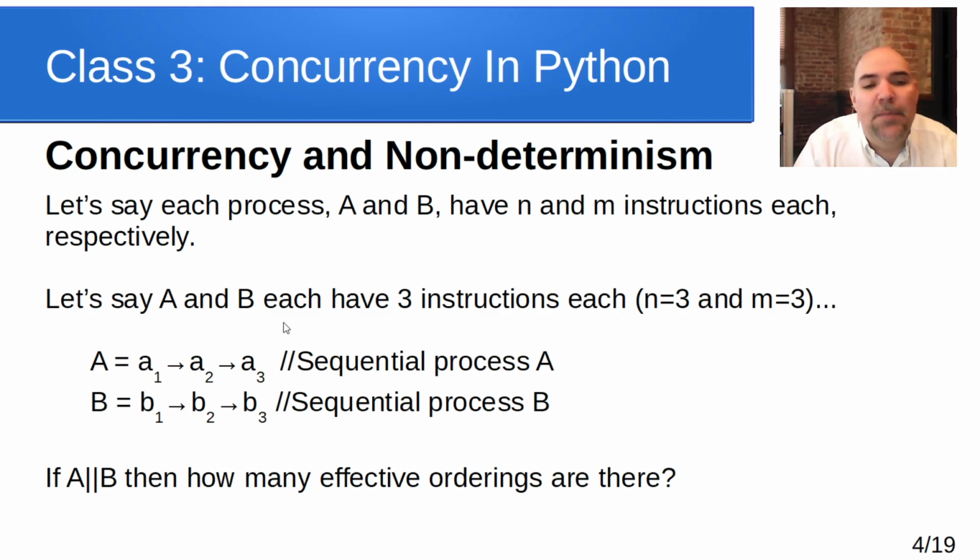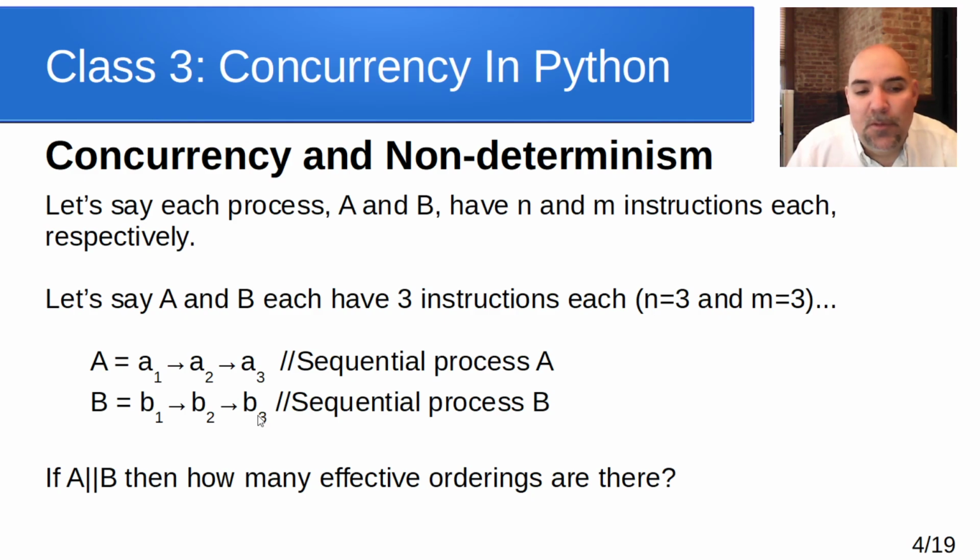So let's say we have A and B, and each have 3 instructions. So in other words, N is 3 and M is also 3. Here's what those would look like. A is A1, A2, A3. Those are the low-level instructions, the CPU instructions, if you want to think of them as that. So this has 3. This also has 3. They're both sequential. So the parts of A can't overlap the parts of A. The parts of B can't overlap the parts of B. But if I have A concurrent with B, then we could interleave or overlap those instructions of this execution stream with that execution stream. So the question is, how many effective orderings are there with 3 and 3?